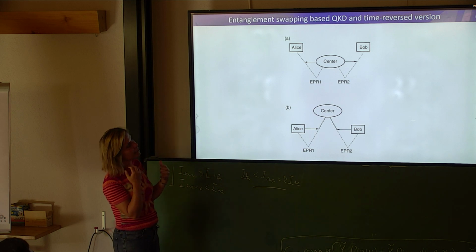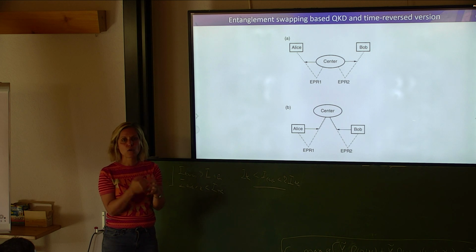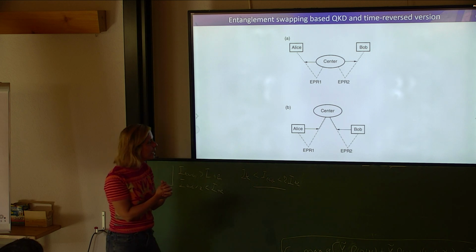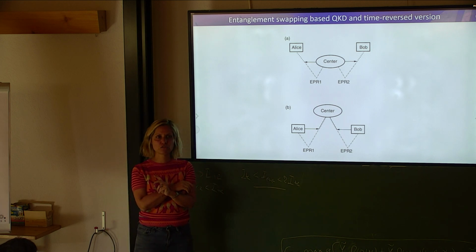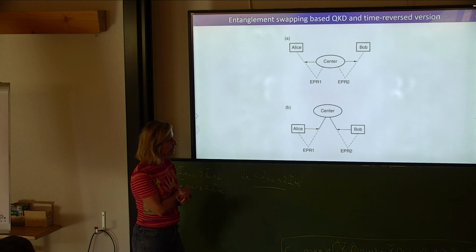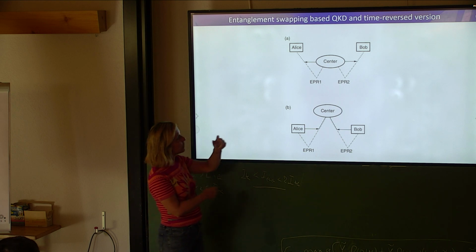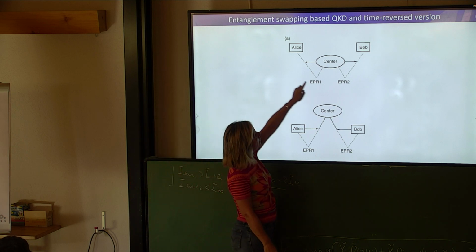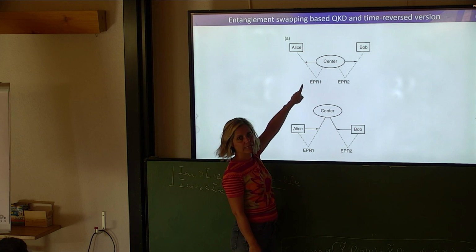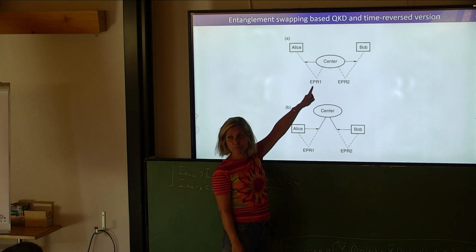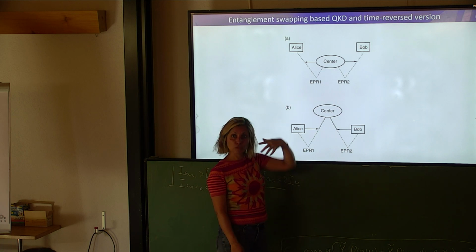The clever point of measurement device independent QKD is that you can do a time-reversed version of this system, where you say, actually the measurement of Alice and Bob, the measurement of one part of the entangled photon pair, and the Bell state measurement of Charlie commute.